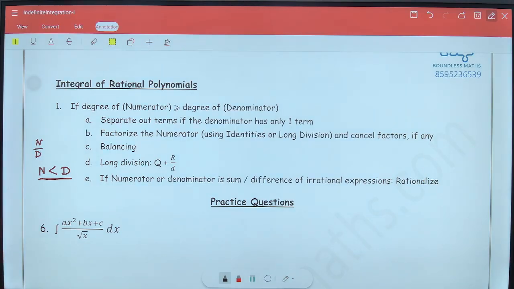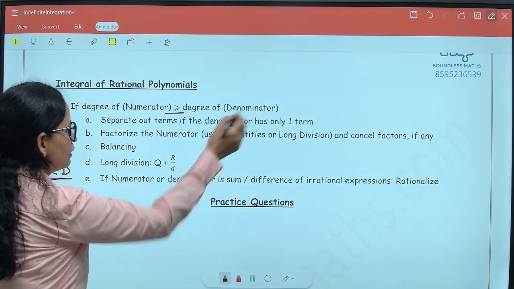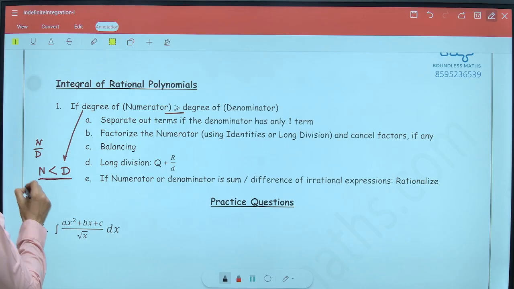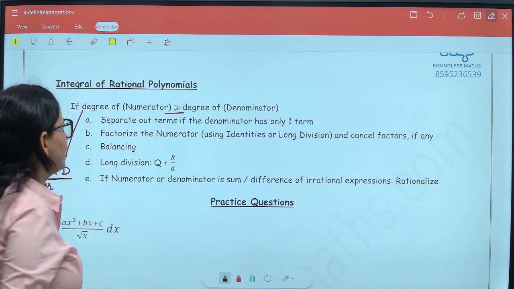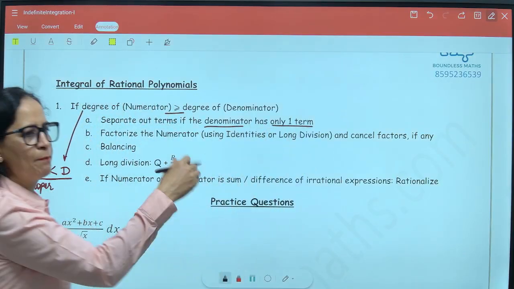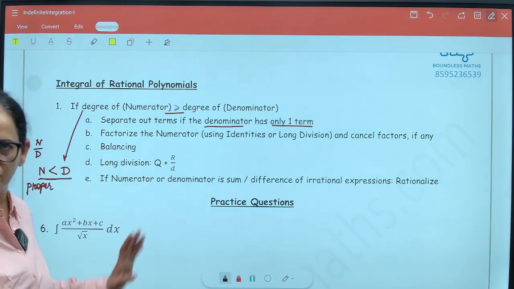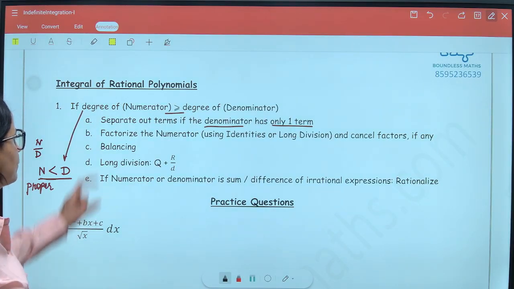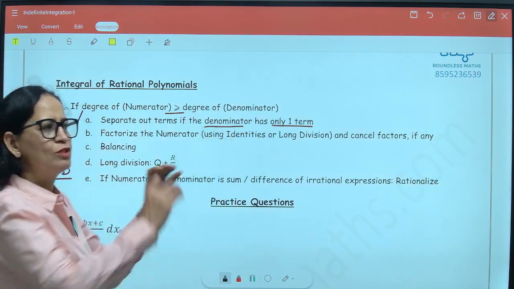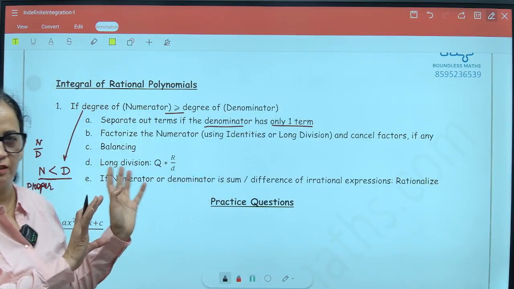So how do we take care of that? If the degree of the numerator is greater than or equal to the degree of denominator, how do we convert it to a proper rational function? This is a proper rational function, and if the degree is equal or greater, then it is improper. So the first way is, if the denominator has only one term, you just separate out individual terms and then integrate. We'll do some examples, you'll understand it better. So the first is if the denominator has only one term, you just separate out all the terms and then integrate them.